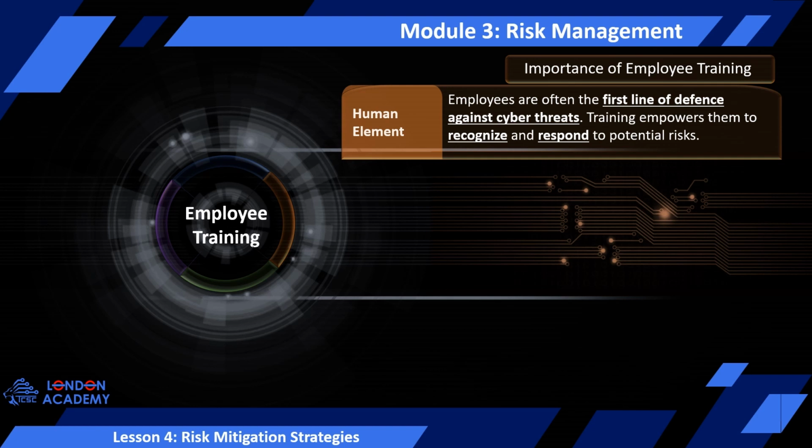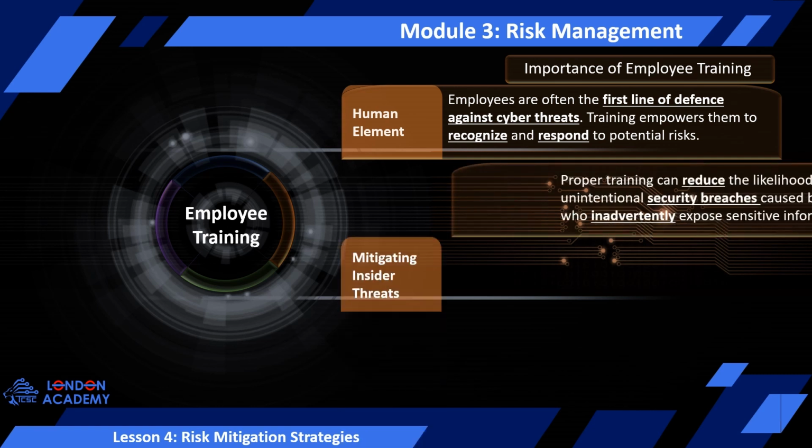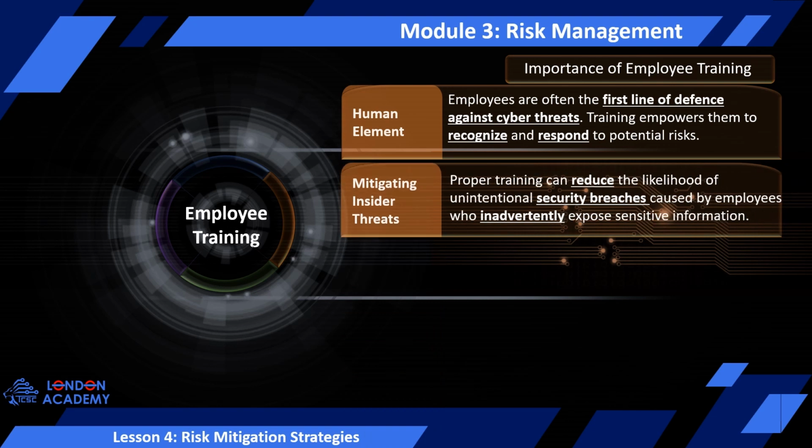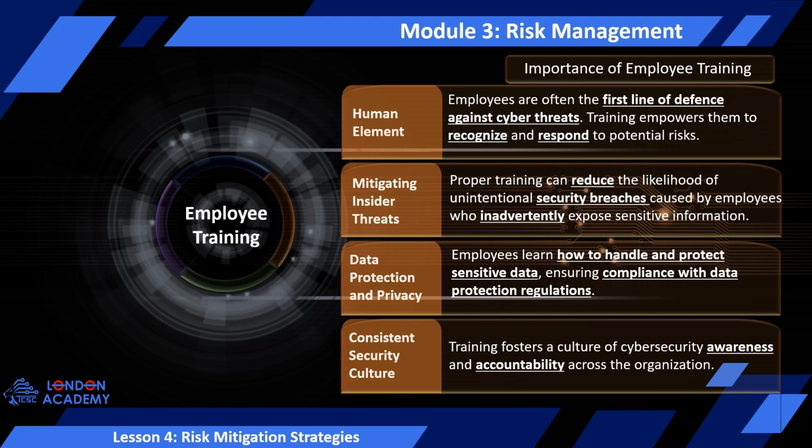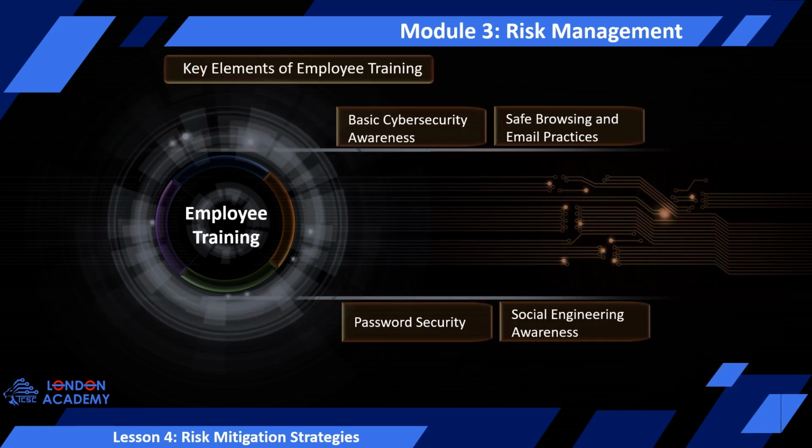Importance of employee training. Human element in cybersecurity. Employees are often the first line of defense against cyber threats. Training empowers them to recognize and respond to potential risks. Mitigating insider threats. Proper training can reduce the likelihood of unintentional security breaches caused by employees who inadvertently expose sensitive information. Data protection and privacy. Employees learn how to handle and protect sensitive data, ensuring compliance with data protection regulations. Consistent security culture. Training fosters a culture of cybersecurity awareness and accountability across the organization.